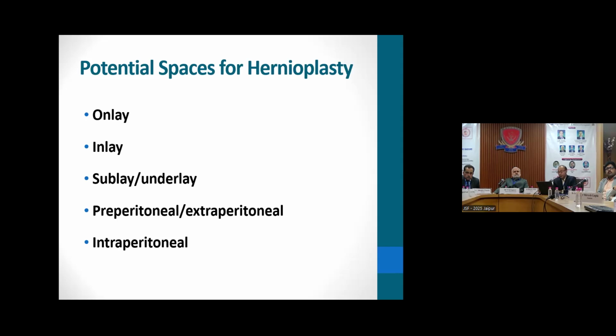Now, why do you want to know the anatomy of the anterior abdominal wall in so much detail? Because there are a lot of spaces in the abdominal wall where we can place the mesh, either by the open surgical method or the laparoscopic surgical method. These potential spaces have to be opened up, dissected, and a mesh placed. The various terms used for mesh placement are onlay mesh, inlay mesh, sublay or underlay mesh, preperitoneal or intraperitoneal. I'll be telling this one by one.